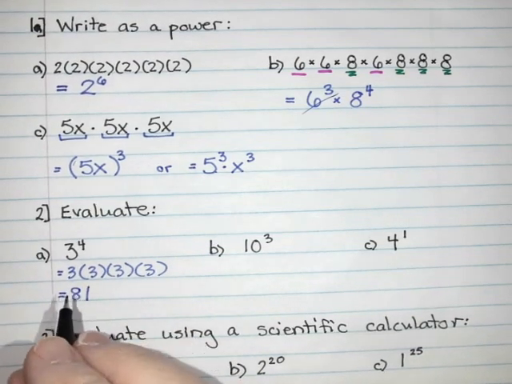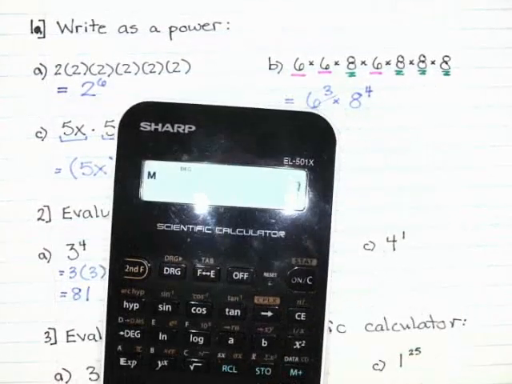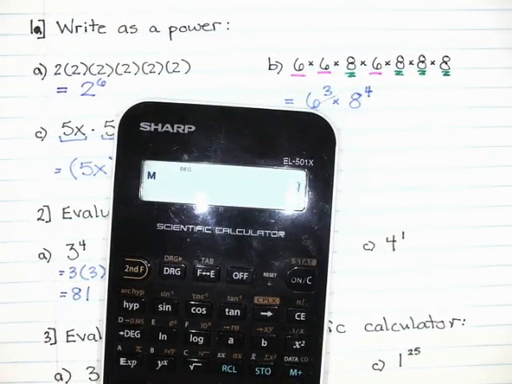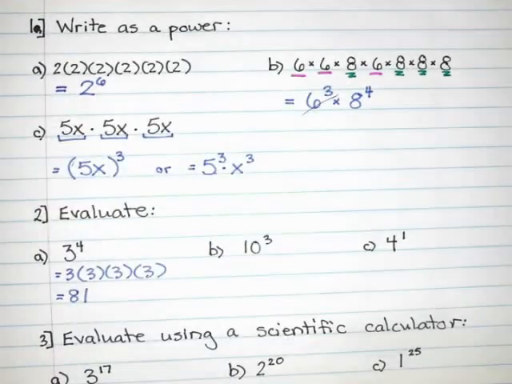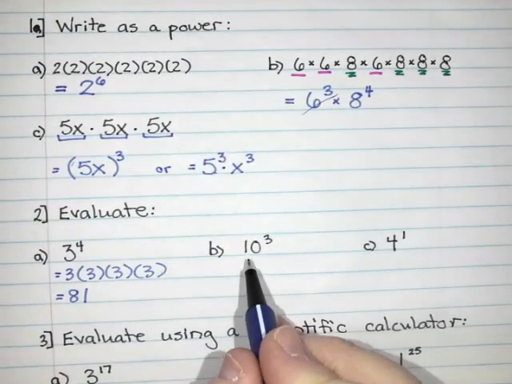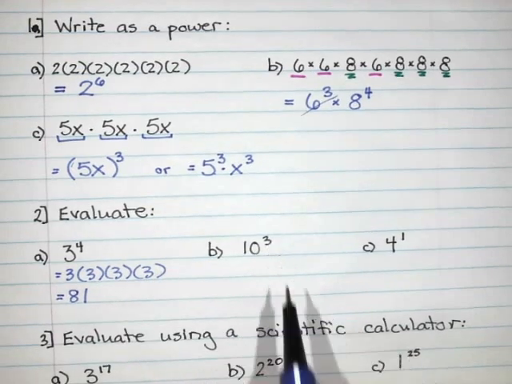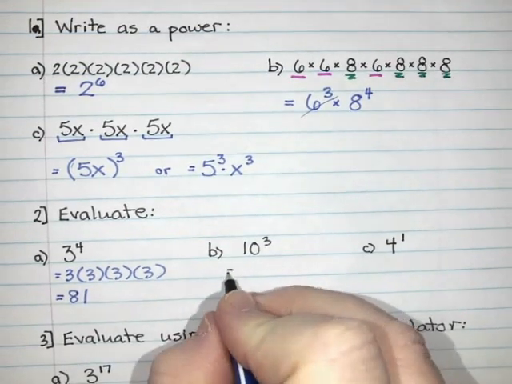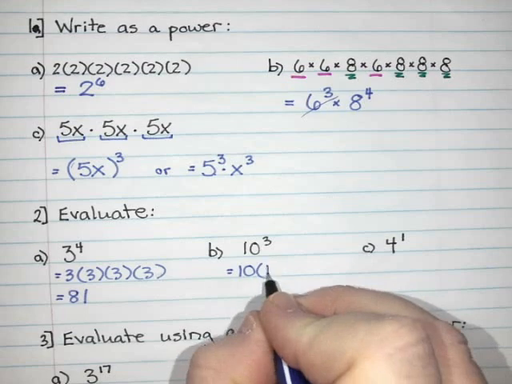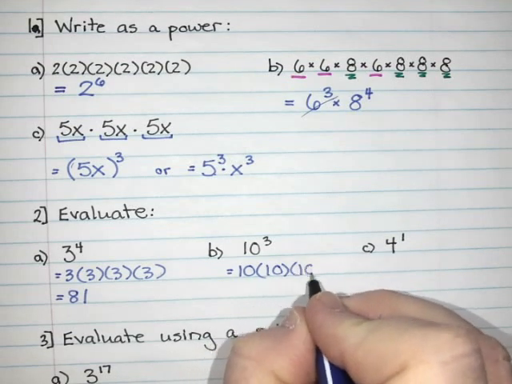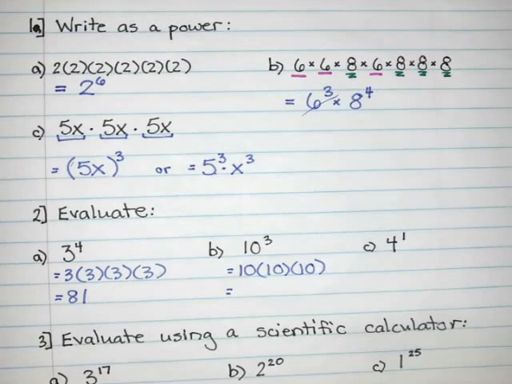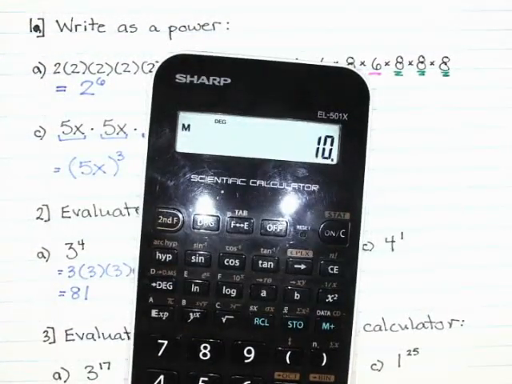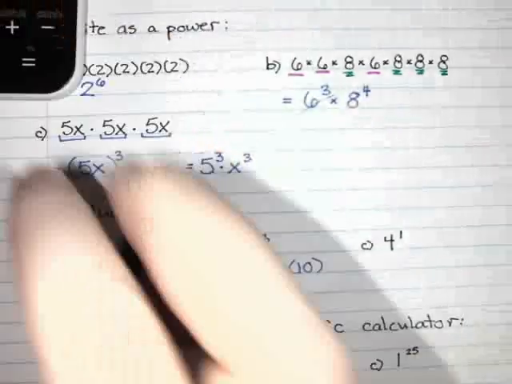If you can't do it in your head, you can do it on your calculator, 3 times 3 times 3 times 3, and it also gives me 81. I'm going to try the next one. This is 10 to the power of 3. That means I am multiplying 10 by itself 3 times, so 10 times 10 times 10. There's 3 of them. 10 times 10 is 100, and then times another 10 makes 1,000.